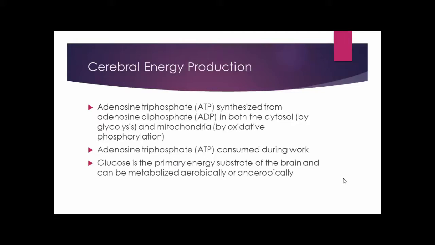So, from the very beginning, how do we get energy within the brain? Production occurs, just as we all remember from biochemistry. Adenosine triphosphate, or ATP, is synthesized from ADP in both the cytosol, in the process of glycolysis, and then also within the mitochondria via oxidative phosphorylation. ATP is consumed during work that the cell performs. Glucose is the primary energy substrate of the brain and can be metabolized aerobically or anaerobically.